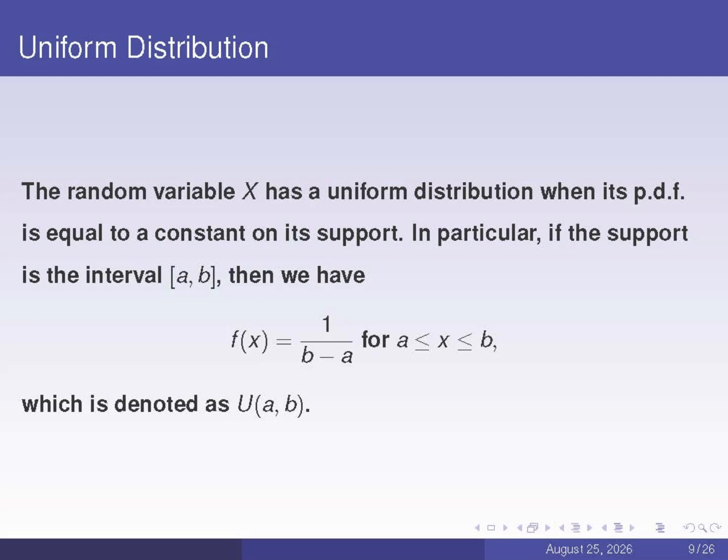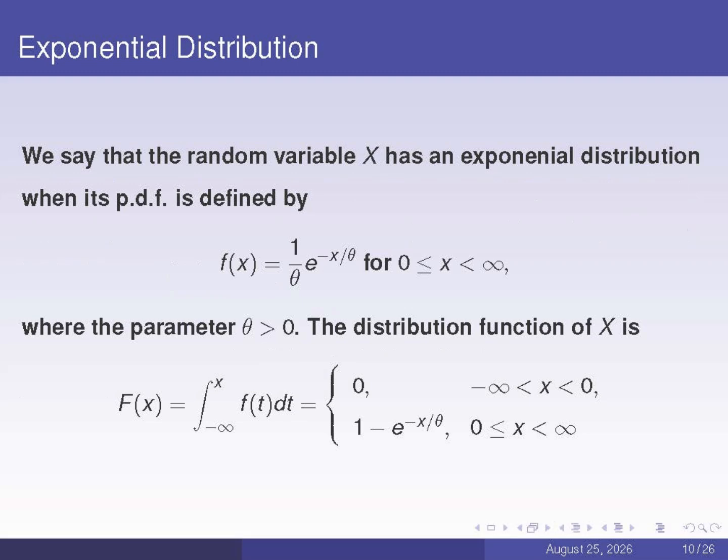We say that a random variable X has an exponential distribution when its probability density function takes the form shown in line 3, where the parameter theta is strictly positive. At this point, we can also calculate its distribution function F, as displayed in the last line.